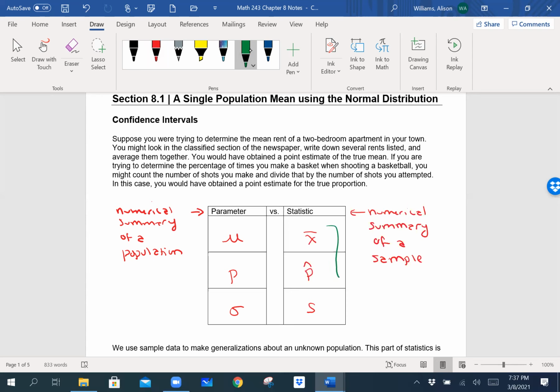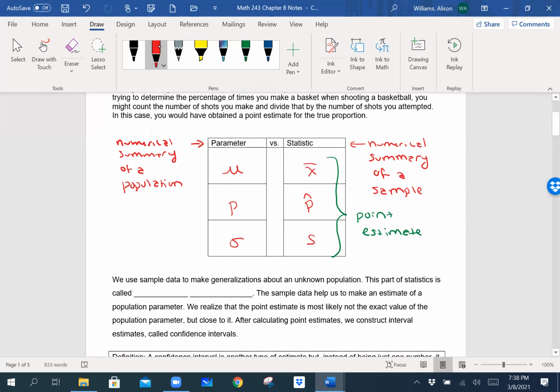So we call these point estimates. So we use them to stand in for the population. And of course, the more data we have, the more accurate the point estimate is. But whenever we look at a point estimate instead of the parameter, we're going to have a possible error to it. And we're going to talk about that a little bit more in detail.